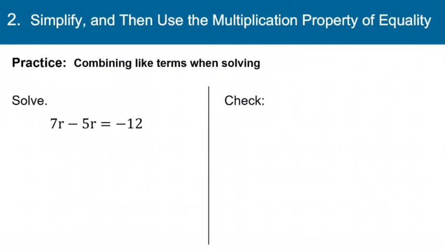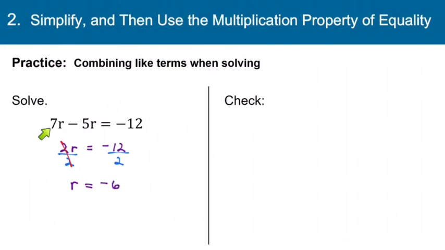So here's one for you to try. This is very similar to the last example we did. Here we have 7r minus 5r equals negative 12. Of course, the two terms on the left need to be combined. 7r minus 5r is 2r. And now we need to eliminate this coefficient. So we will divide both sides by 2. And then we can let 2 divided by 2 simplify to 1. And we'll have r equals negative 12 divided by 2, which is just negative 6.